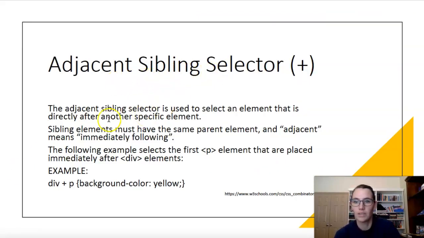Adjacent sibling selector. The adjacent sibling selector is used to select an element that is directly after another specific element. Sibling elements must have the same parent element, and adjacent means immediately following. The following example selects the first paragraph element that is placed immediately after the div elements. Right here we've got the plus sign between div and paragraph.